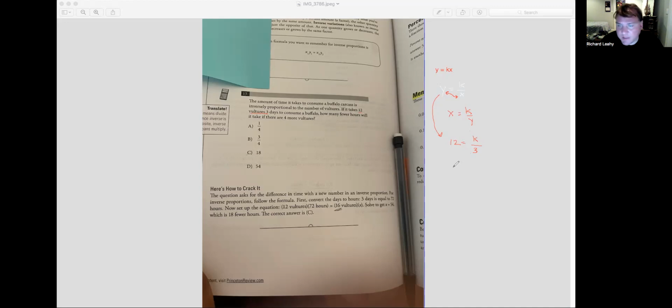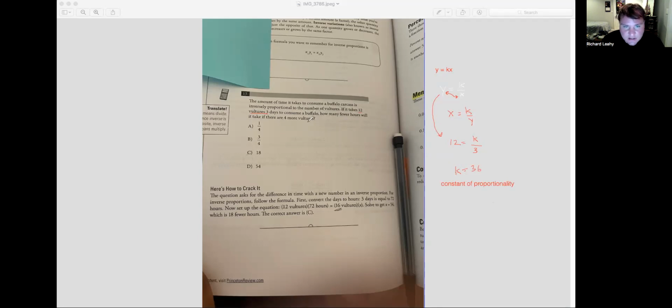So, if I multiply both sides by 3, I get k equals 36. 36 is my constant of proportionality. Just in case you did not understand that, I will write it down. This is the constant of proportionality. Okay, so we will apply this constant of proportionality to the other information.